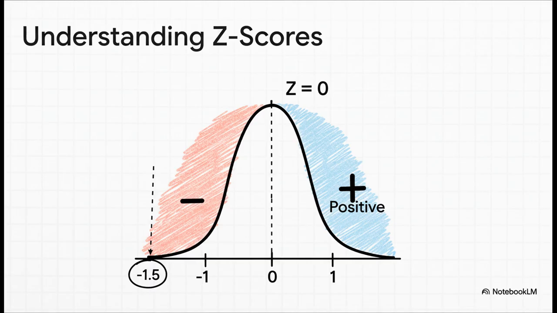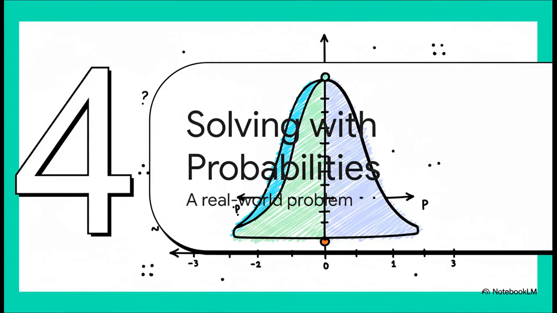Negative, it's below average. A z-score of 0 means you are perfectly smack dab in the middle, average. So a score like negative 1.5 instantly tells you that a value is 1.5 standard deviations below the mean, no matter if you were talking about inches, pounds, or dollars. Okay, enough theory. That's all great, but how does this actually help us solve problems in the real world?